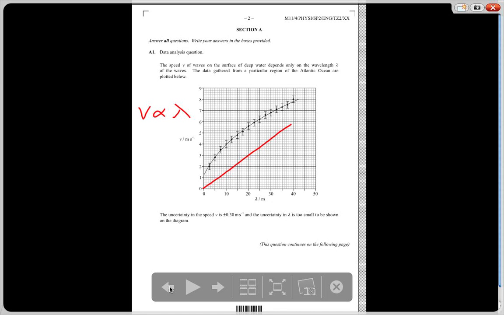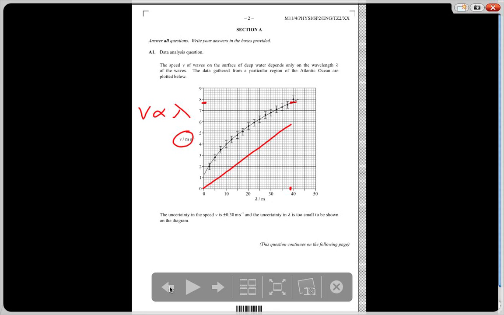For 39, they also want to know what the velocity is when your wavelength is 39. Now, you've just always got to be careful with the scale. 39 is over here, and so if I go up here, it's going to be over there. And you can see they've actually drawn you where that line is, so giving you a helping hand there. And when you do it, it's over there.